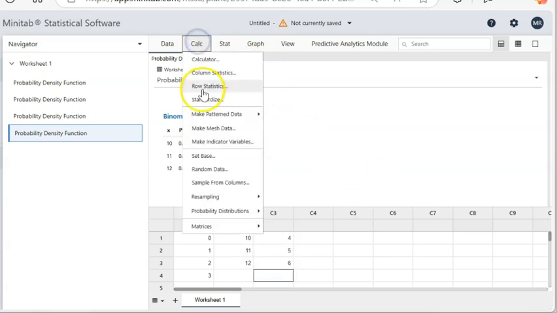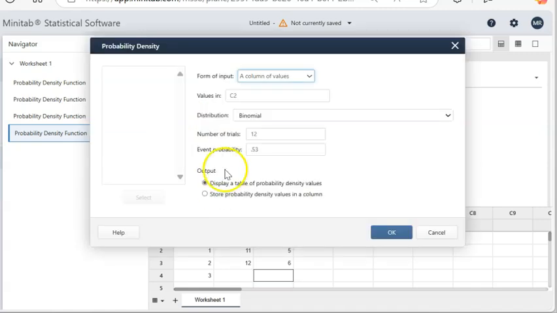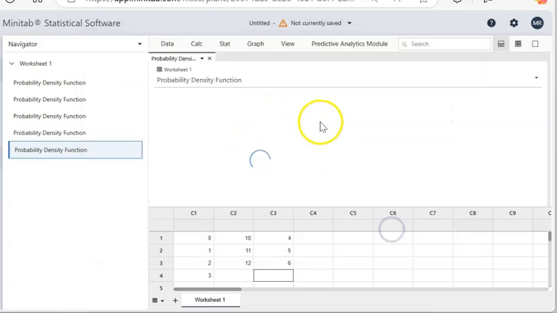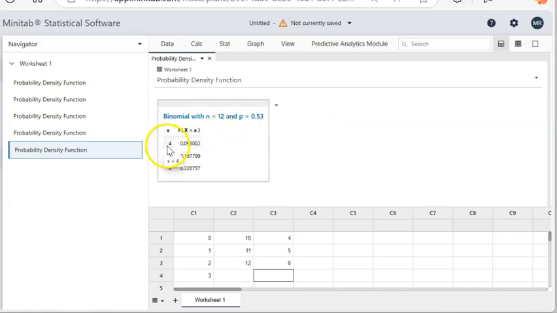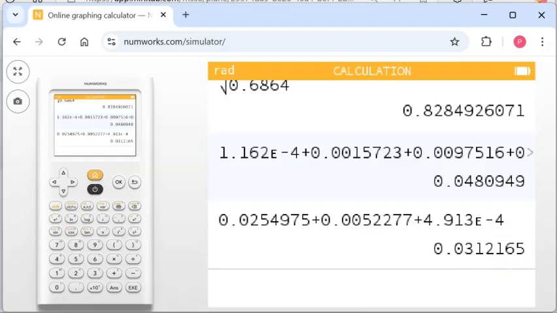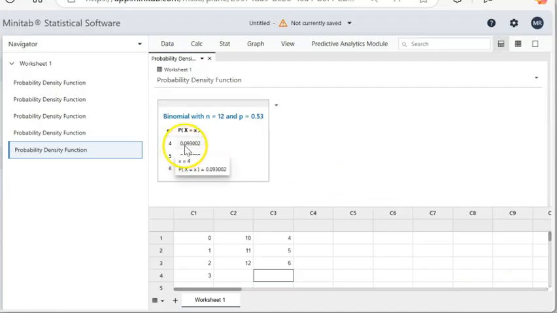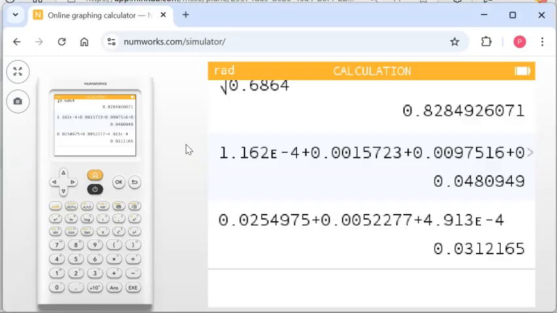And then we can go to Calculate, Probability Distributions, Probability Density Function, and our values here. We can come over here actually and we can double click on C3. We have binomial, n is 12, p is 0.53. We hit OK. And look, it gives us the probability of 4, the probability of 5, and the probability of 6. So we'll go to a calculator and we'll put in 0.093002.